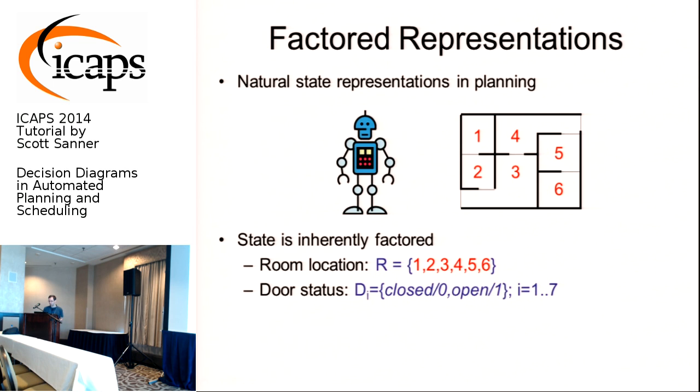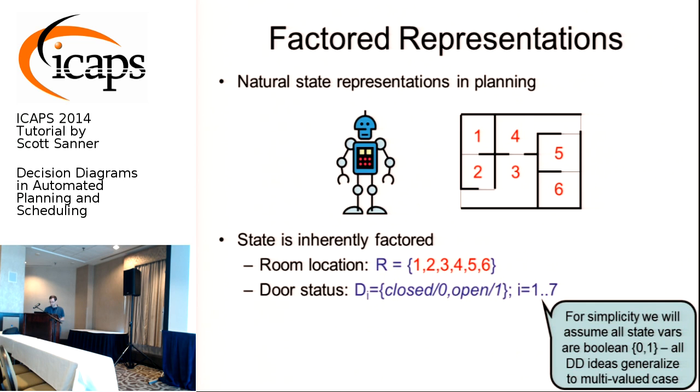One thing you don't want to typically do in planning is expand this into an enumerated state that gets rid of all the structure of the cross product of the domains of the variables. What would be nice is to represent functions over these states directly. And that's one thing that decision diagrams will allow you to do.